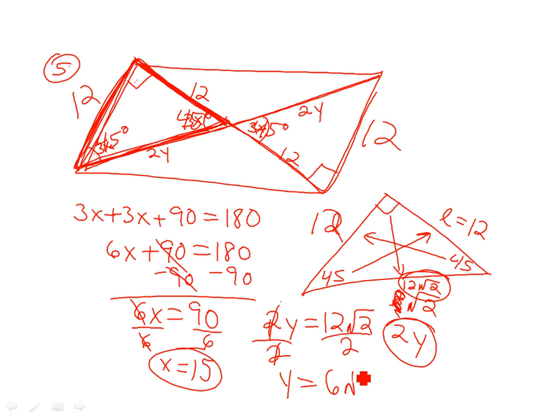So 6 radical 2 is what y is. Is it alright to leave it that way? Yeah. Could you change it to a decimal if you wanted? Yeah. Why though? It's just more work, right?